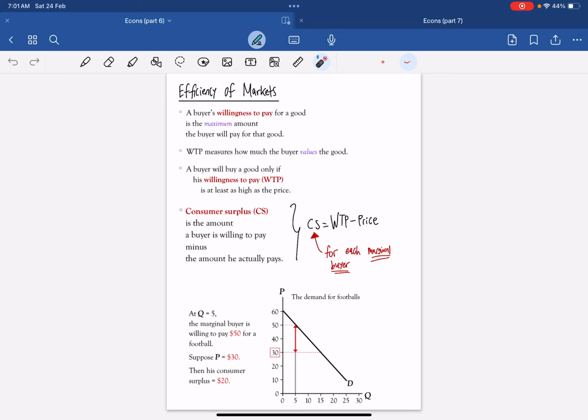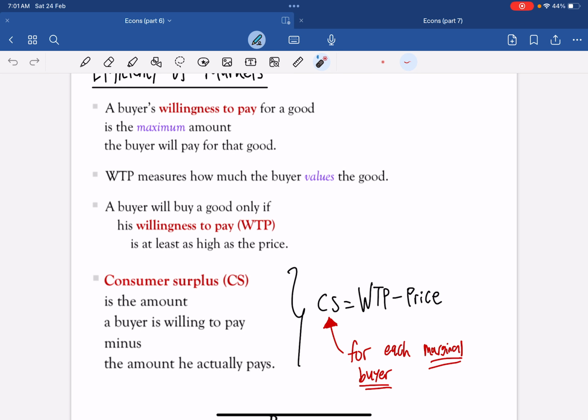Hi, in this video we'll be talking about market efficiency and how we determine the output that we need to produce to have an efficient market. So before we start, let's understand from the buyer's perspective what they get from buying a good.